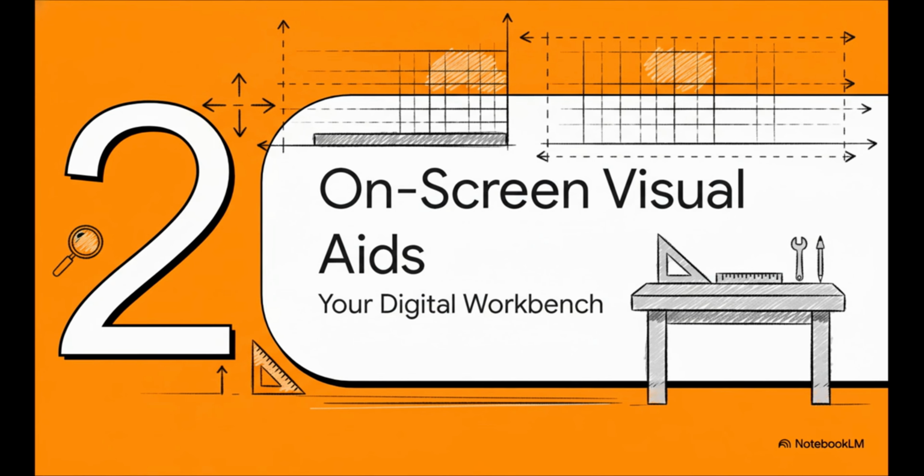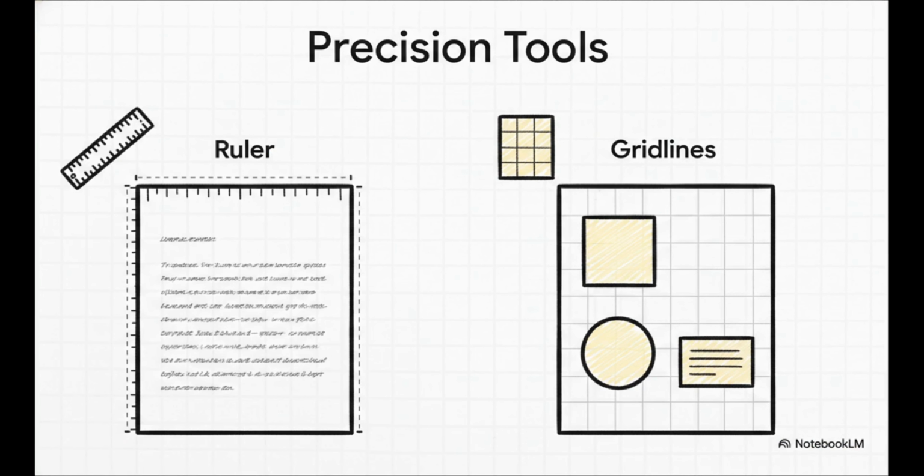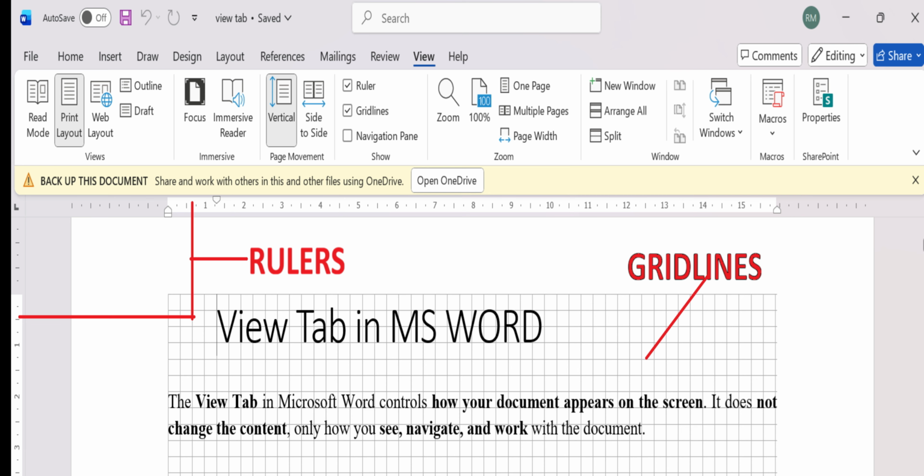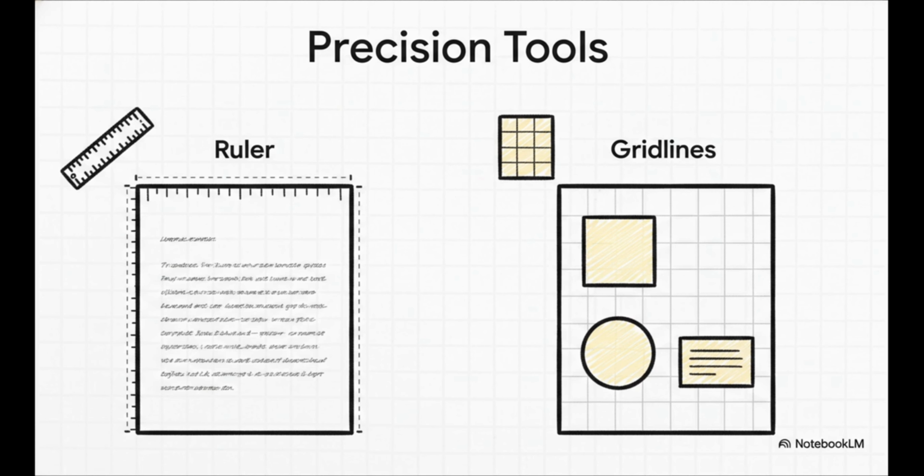Okay, so we've picked our lens. Now let's add some helpful tools to our digital workbench. The Show group in the View tab gives us these fantastic on-screen guides that are perfect for precision layout and navigation. You can just toggle on the ruler and bam, you have precise visual control over your margins and paragraph indents. And grid lines? Oh man, they're amazing when you're designing something like a flyer and you need to line up a bunch of images and text boxes perfectly on the page.